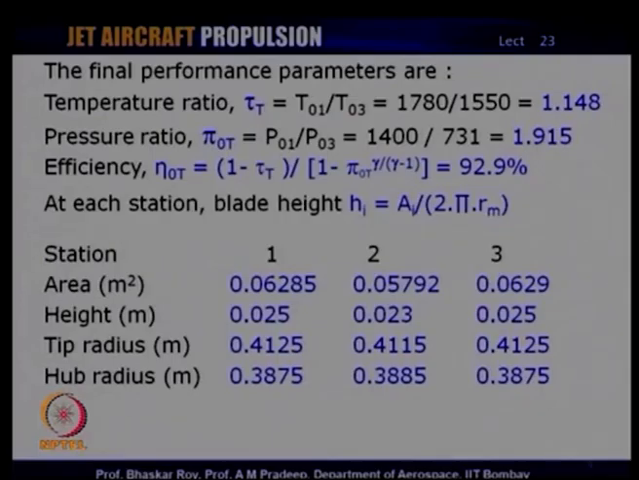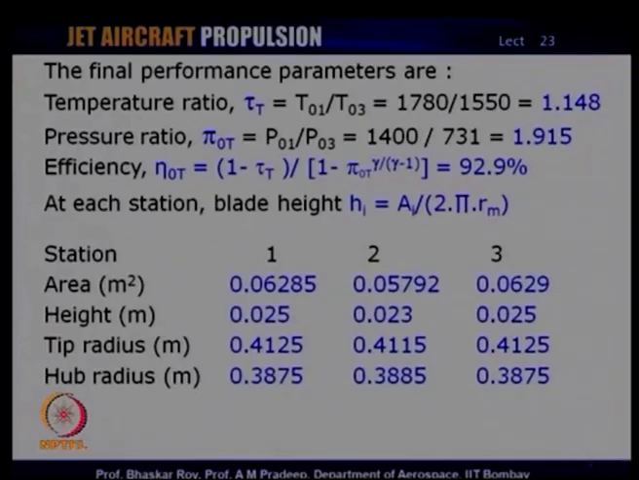The efficiency of this particular turbine can now be computed using the thermodynamic laws that we have done before, and it simply is 92.9%, which is a fairly good efficiency. Many of the modern turbines can have efficiencies slightly higher than these, but 92.9, nearly 93%, is definitely a good efficiency. At each of these stations, the blade height can also be calculated simply using the geometry at that particular station, that is h_i equal to A_i divided by 2 pi r mean at the particular station.